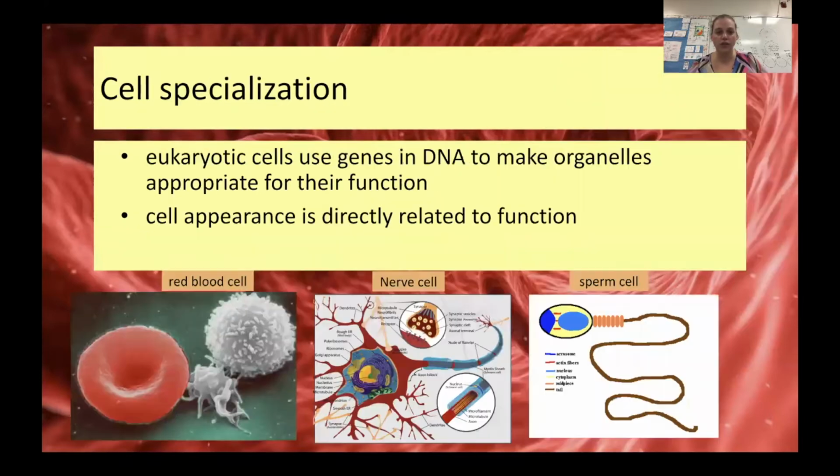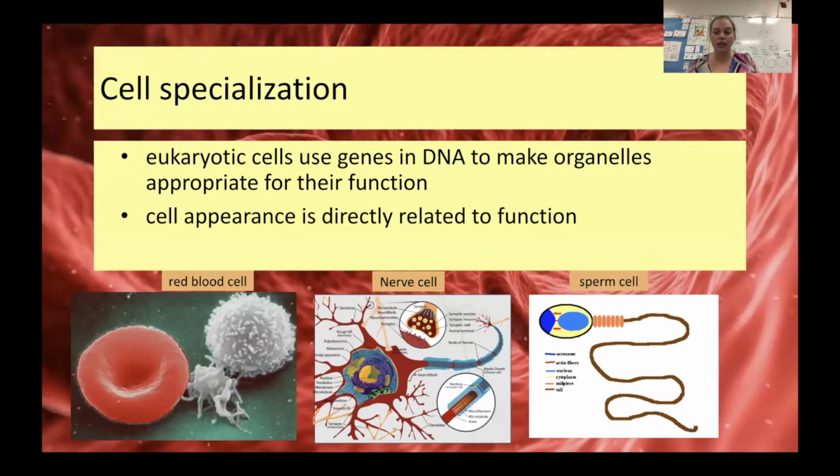All multicellular organisms are eukaryotic, so they contain their DNA in the nucleus of the cell. And all the cells that come from that zygote are going to have the same genes, but they're going to differ in what genes they use based on the signals they're getting from their environment. And this is going to create special functions in a cell, which we call cell differentiation or cell specialization. And the cell appearance is going to be directly related to its function.